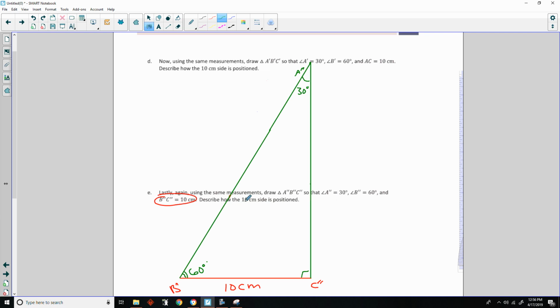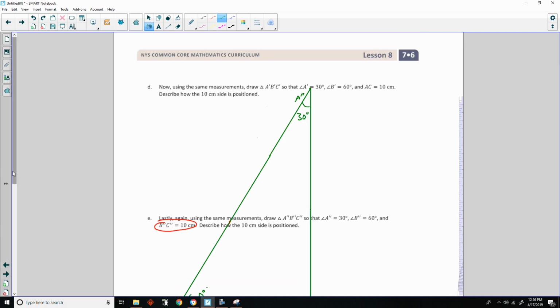Okay, so describe how the 10 centimeter side is positioned. All right, so there it is. So now the 10 centimeter side was the shortest leg because it's between the 60 and 90 degree angle. It's opposite the smallest angle, so it's the smallest side. So therefore it made this triangle huge. Okay?